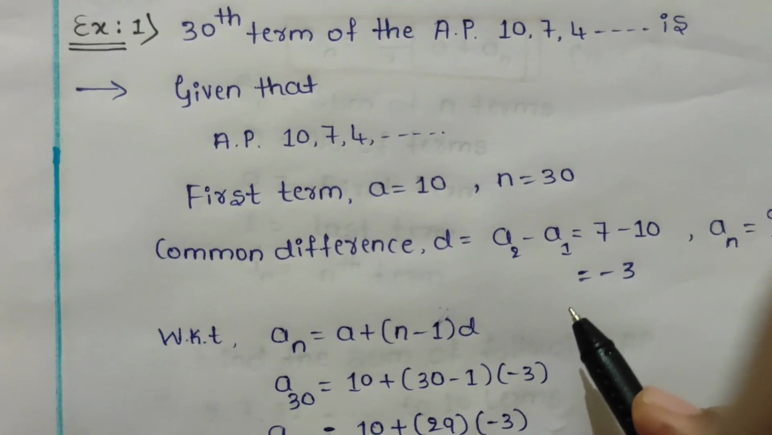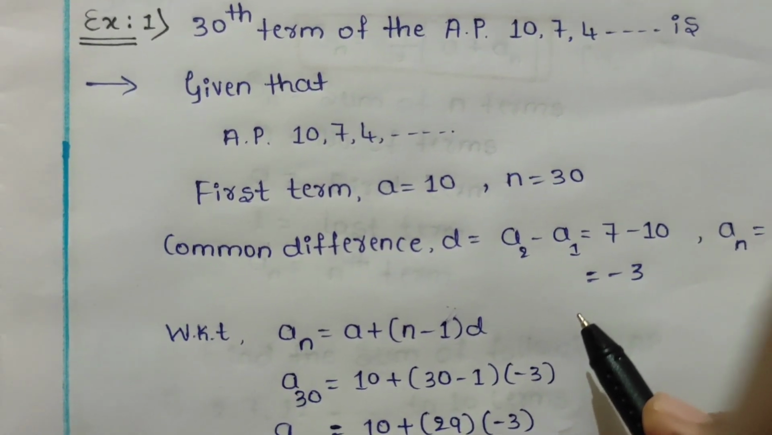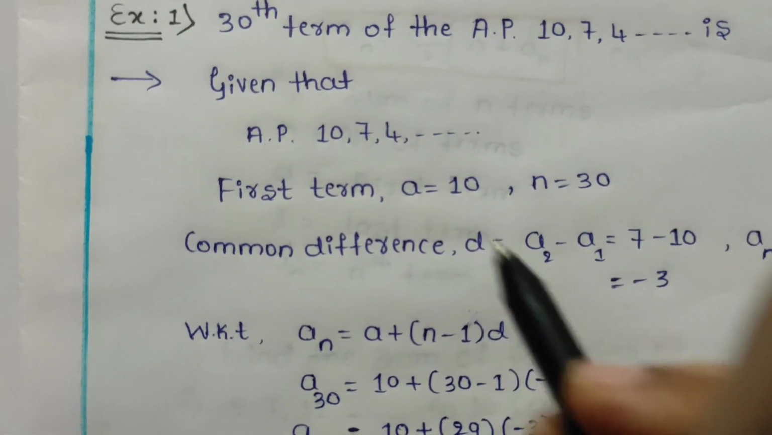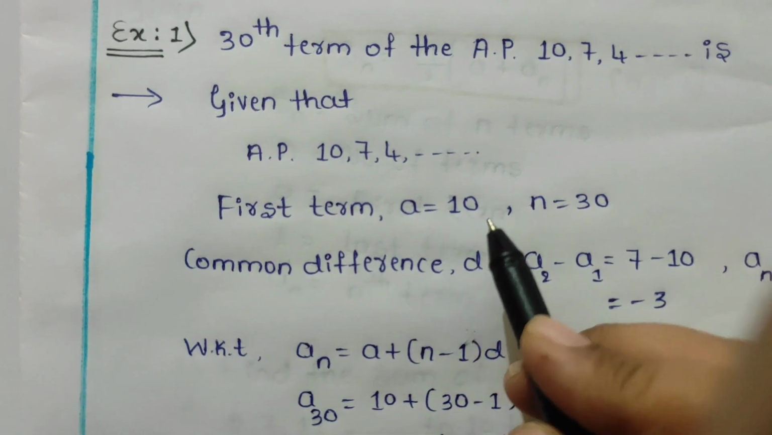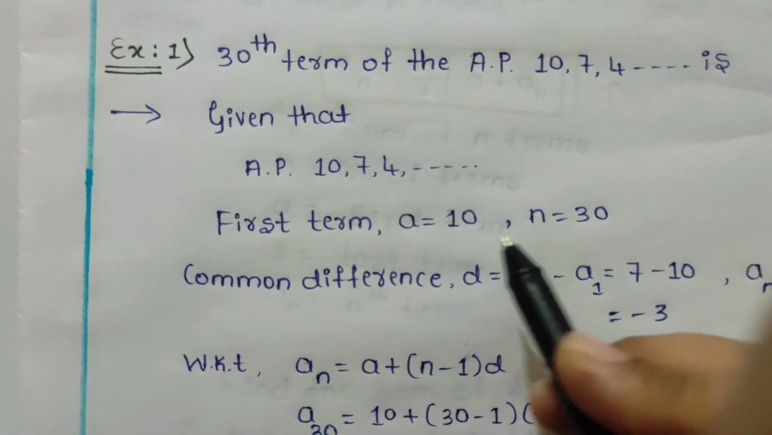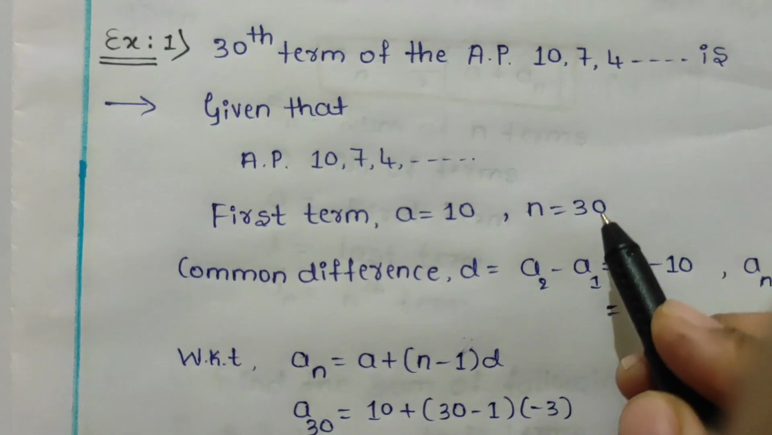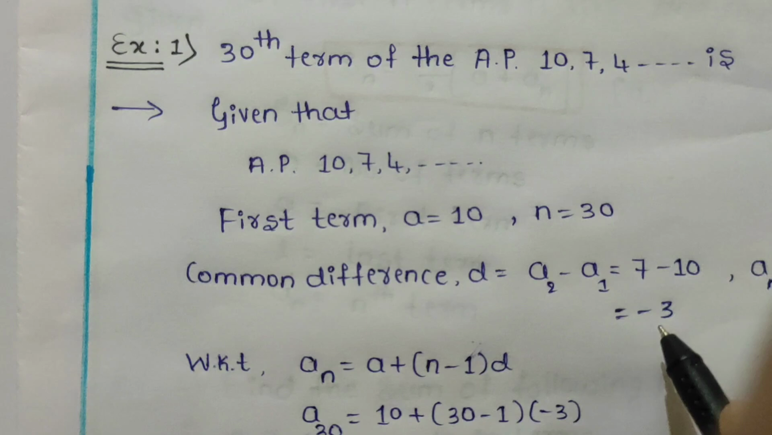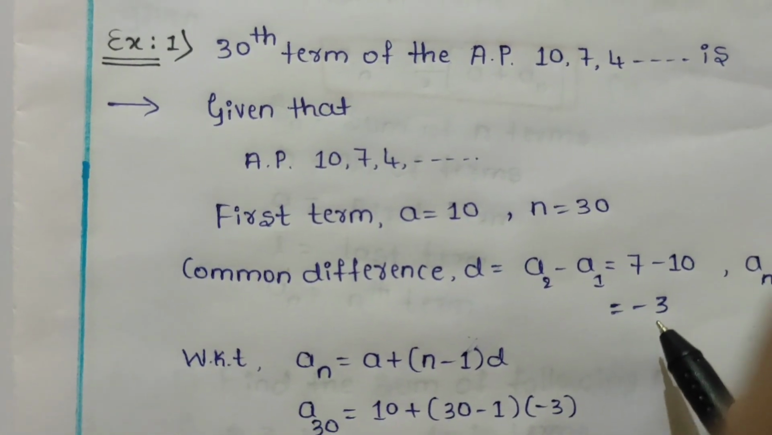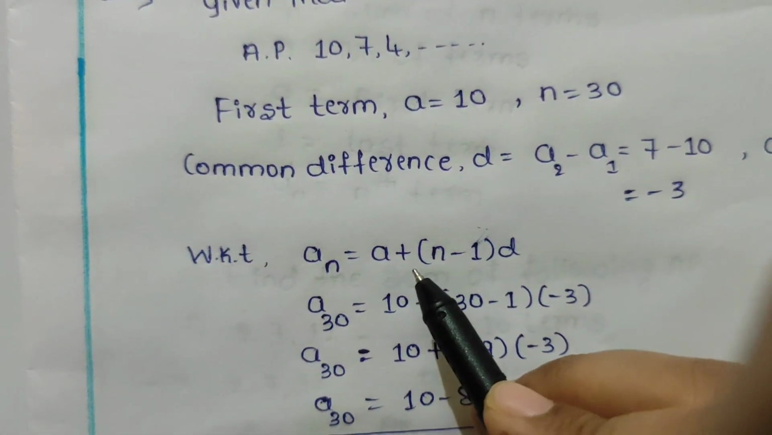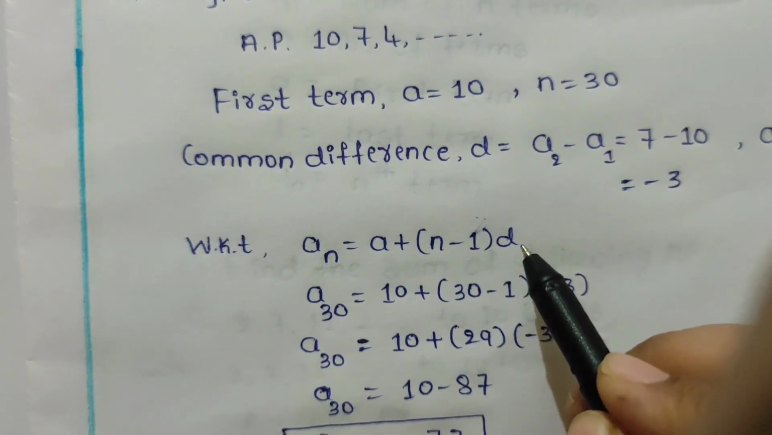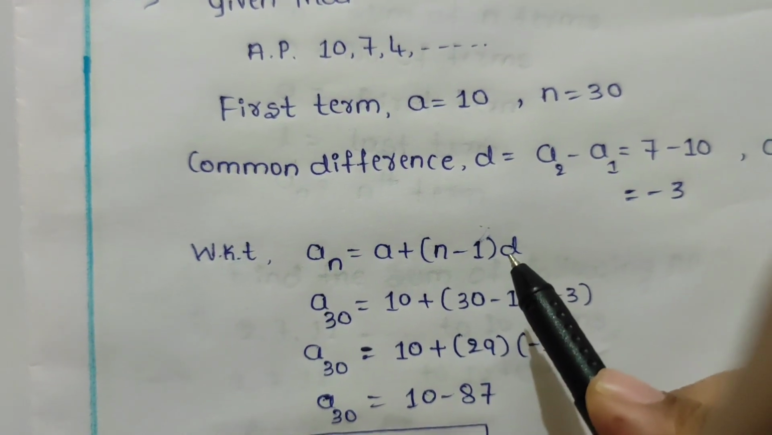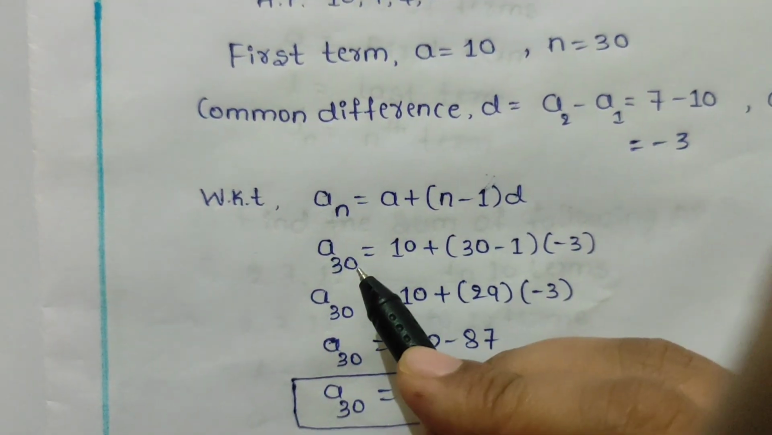So we have n as 30, which is the 30th term. We are going to find what will be the 30th term in the series. a is the first term in the series, which is 10, n is the number of terms, which is 30, and d, which is the common difference, is 7 minus 10, which is equal to minus 3. We know that an is equal to a plus n minus 1 times d. Put the a, n, d values in this formula to find the 30th term of the series, which is a30.